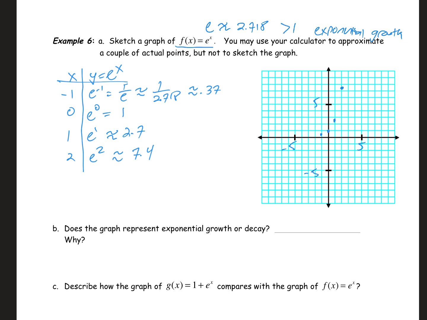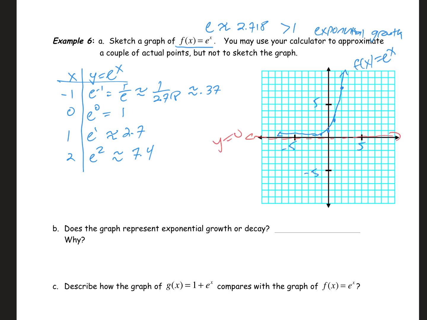And then we will connect these with a nice smooth curve, and we'll get a typical exponential growth pattern. So this is f of x equals e to the x. We have a horizontal asymptote at y equals 0.